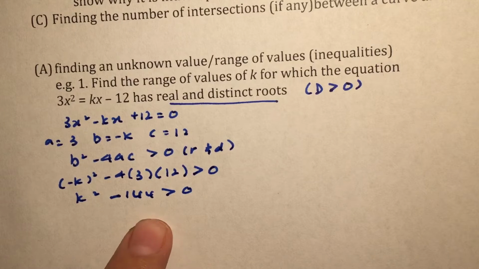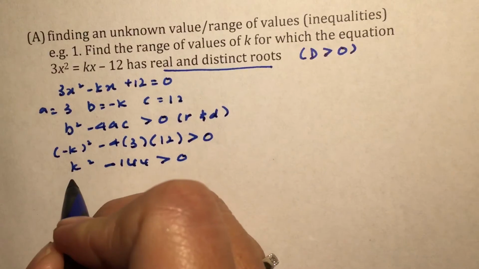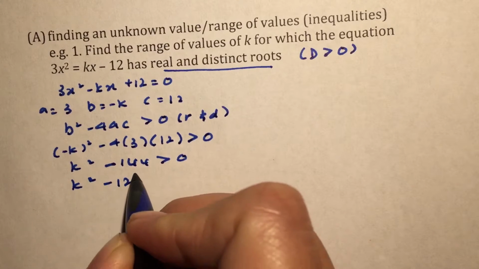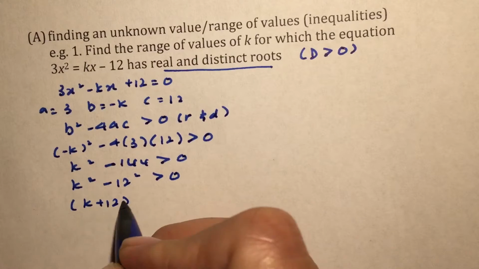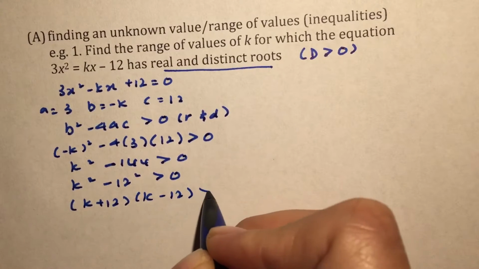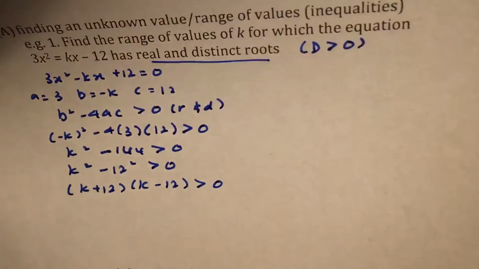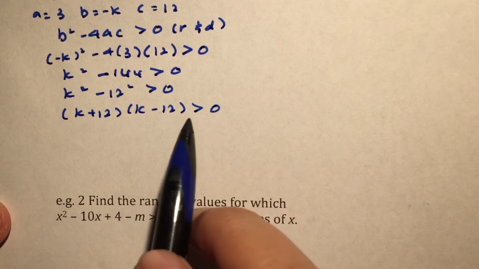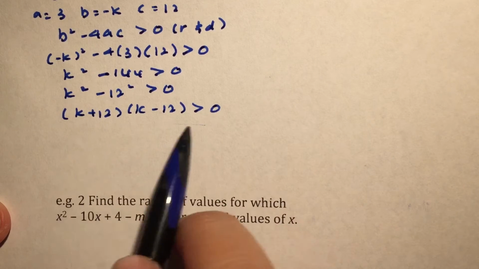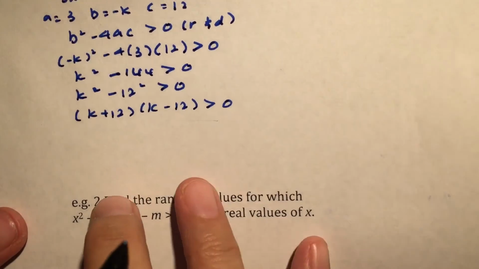Now please be very careful, don't solve this the normal way, because this is a quadratic inequality. So what I'm going to do is use difference of squares. k squared minus 12 squared is greater than 0, and this gives me k plus 12, k minus 12 is greater than 0. Difference of squares, or you could also use the factorization method. From here, we can't just let this be greater than 0 or let that be greater than 0, because this is what we call a quadratic inequality. So in this case, we will have to use something to help us.